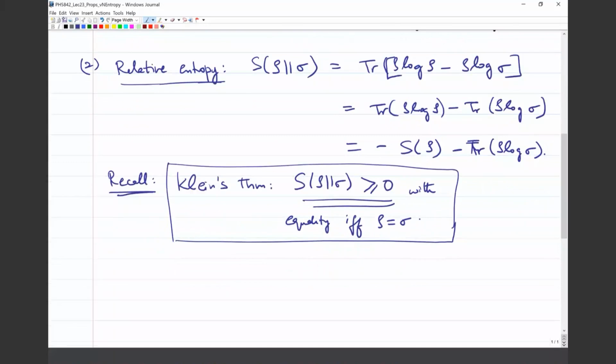Okay, so what do we want to discuss today? We want to discuss a few more properties of the von Neumann entropy. A lot of these properties, as you know, will follow as corollaries to the positivity of relative entropy. Okay, so let's first do simple properties and then move on to more interesting things.